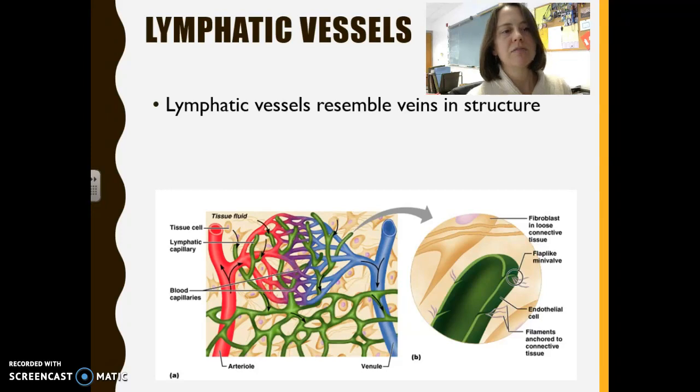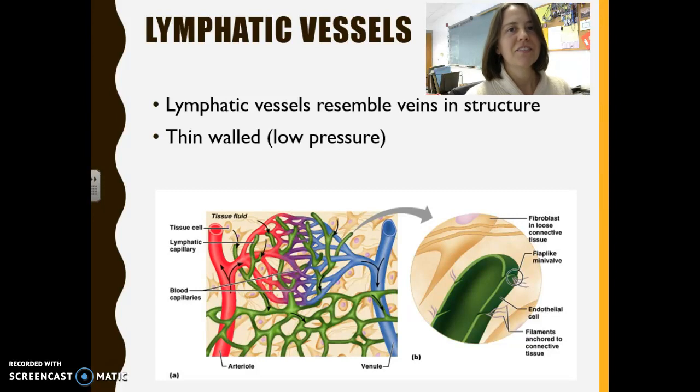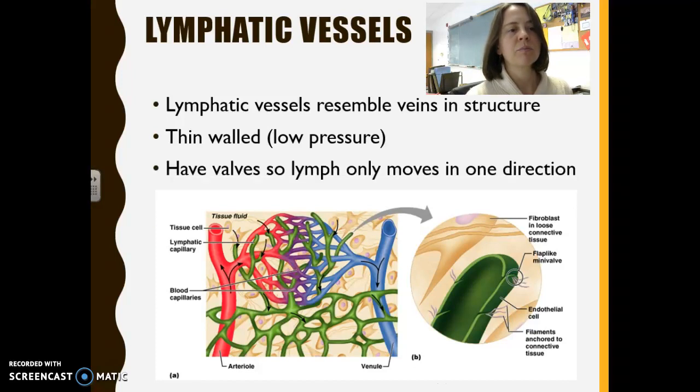Lymphatic vessels resemble veins in structure. They are much more like veins than they are like arteries. They have thin walls, just like veins do, because both the lymph and the blood in veins is at low pressure. Also, they have valves, so the lymph only moves in one direction, just like veins have valves, so that the blood doesn't go backwards.